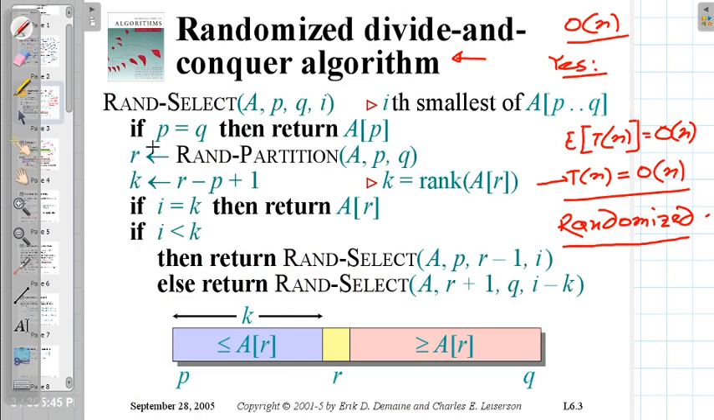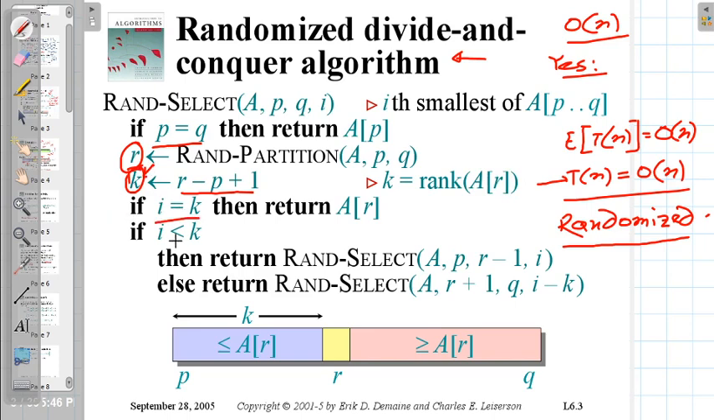First, if p equals q, that means there is one element and we have to return it, okay? Otherwise, we have to have this partition. We have to have the pivot element selected, and then k equals r minus p plus 1, that I have shown you, that we have to find out. K will be the rank of this A[r], that means which smallest element we are at right now with this pivot.